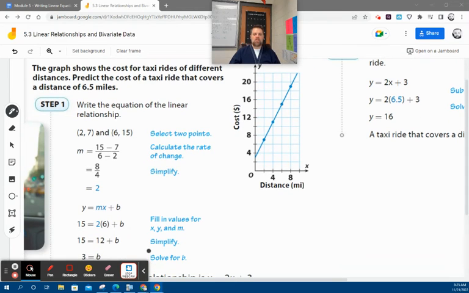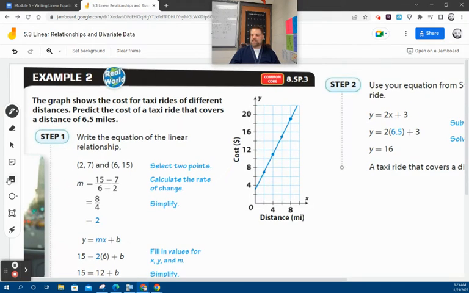All right, so more of the same stuff, really, honestly. This graph shows the cost for taxi rides of different distances. Predict the cost of the taxi ride that covers the distance 6.5 miles. So the distance of 6.5, this is 6 right here, and so it'd be about right here, somewhere in here.